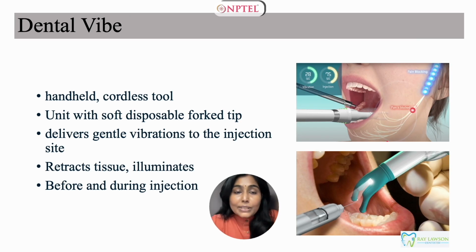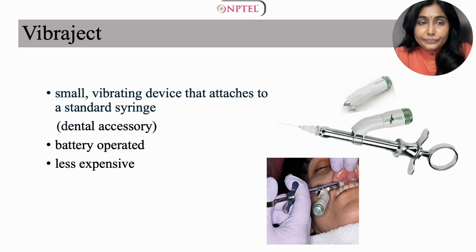The DentalVibe is a handheld cordless tool with a soft disposable fork tip like what you see in the picture here. And these devices deliver gentle vibrations consistently to the injection site once they are switched on. They also help in retracting the tissue and illuminating it. And these can be used before as well as during injection.